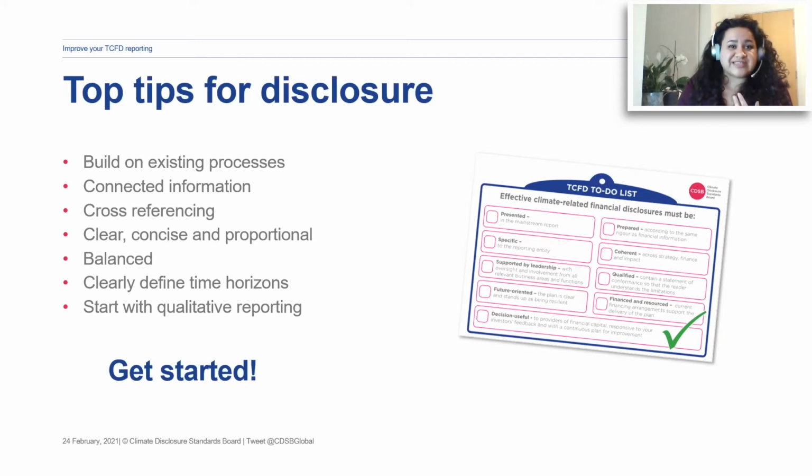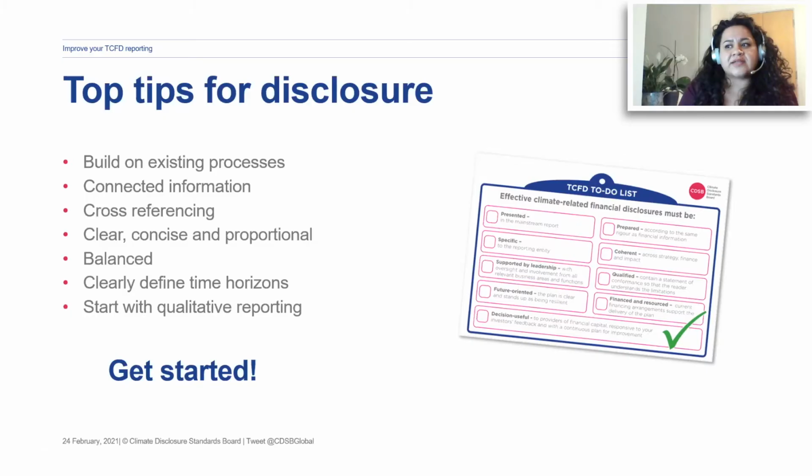Make sure your information is connected, so hopefully it all goes in your mainstream report. But if you're unable to do that, or if you choose to have a separate report, make sure that you are connecting and cross-referencing the information. Make sure your information is clear, concise, and proportional. I think proportional is an important word. Again, you don't need to have pages and pages and pages of disclosure. It's about finding that sweet spot of what pieces of information are particularly important.